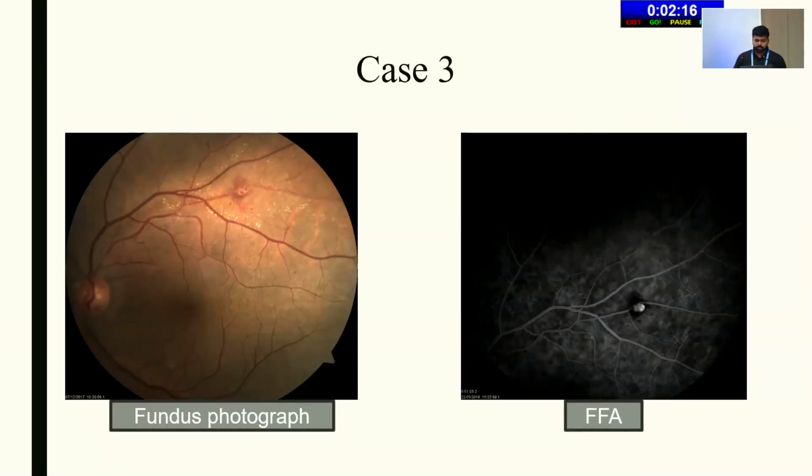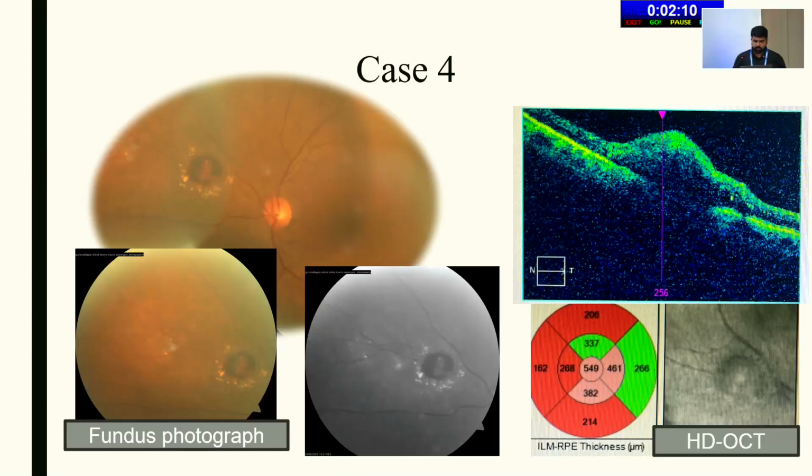This patient actually didn't have much visual complaints, and we could make out this supratemporal quadrant involvement. Case 4 also was an incidental finding. The patient on screening had this aneurysmal dilatation nasal to the disc with some amount of exudation, and the OCT was performed to reveal the dilation.